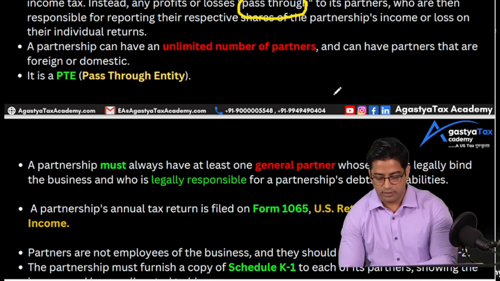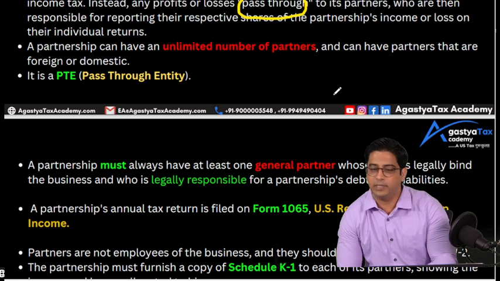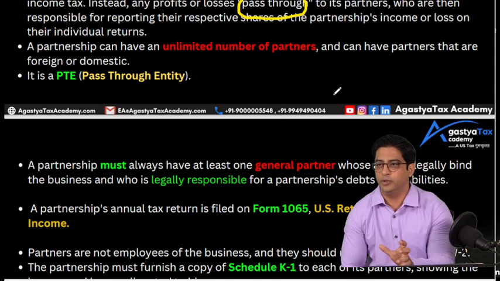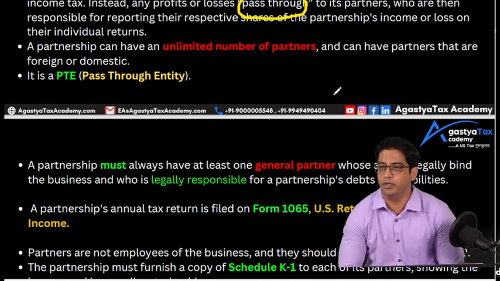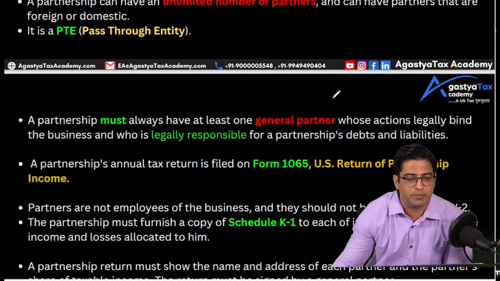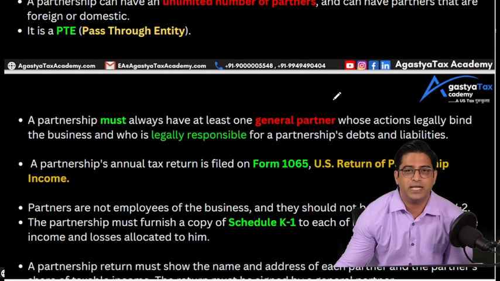See, for an LLC, it will be a member. For a partnership, it will be a member. For a C corporation, it will be a shareholder. The terminology for a corporation is shareholder. For an LLC, it is a member. For a partnership, it is a member. Okay, it is defined that way. So please write the next point. It is a pass-through entity.